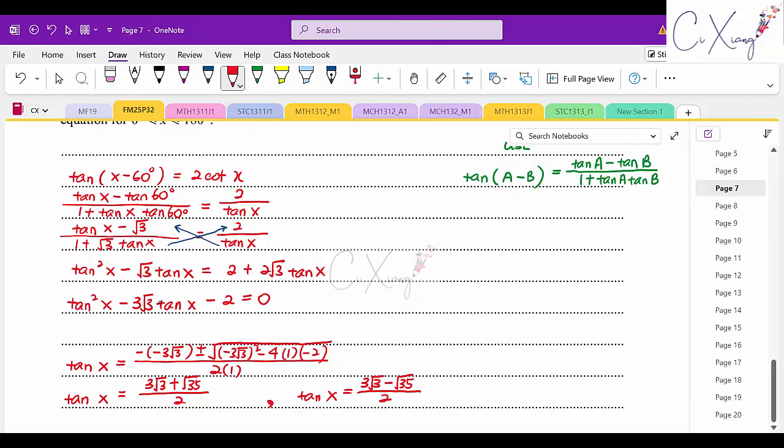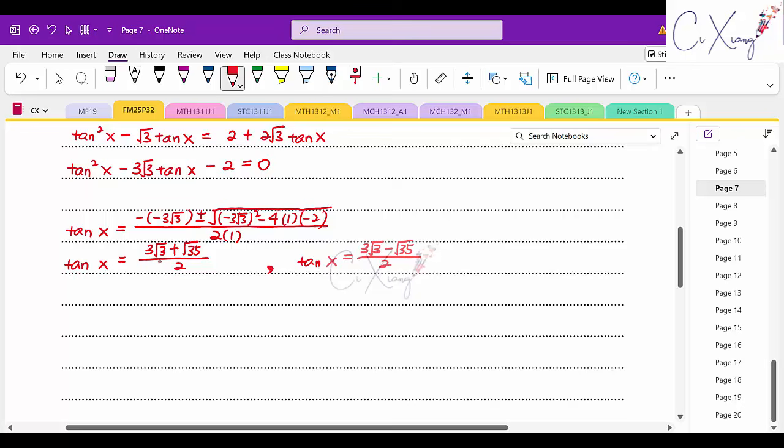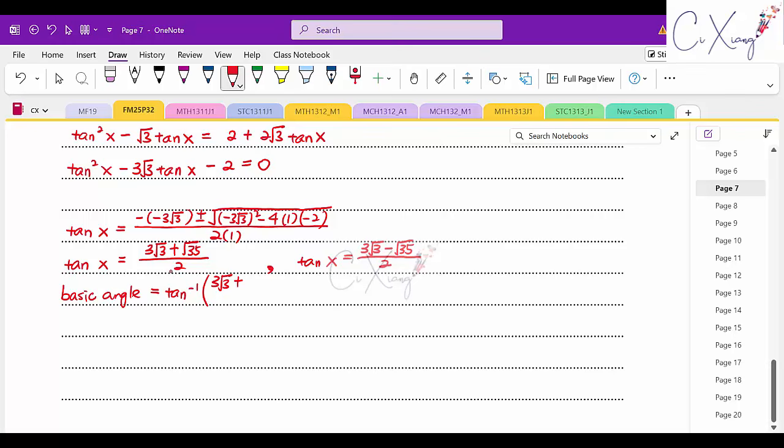Then of course, you need to continue to solve the equation here. How to solve it? You have to solve it separately, so I solve the first equation first. Basically it's a positive value, so I try to get the basic angle for this value first. The basic angle should be 79.8. You get tangent inverse of 3 plus square root 35 divided by 2. When you press the calculator, you will get 79.8 here.